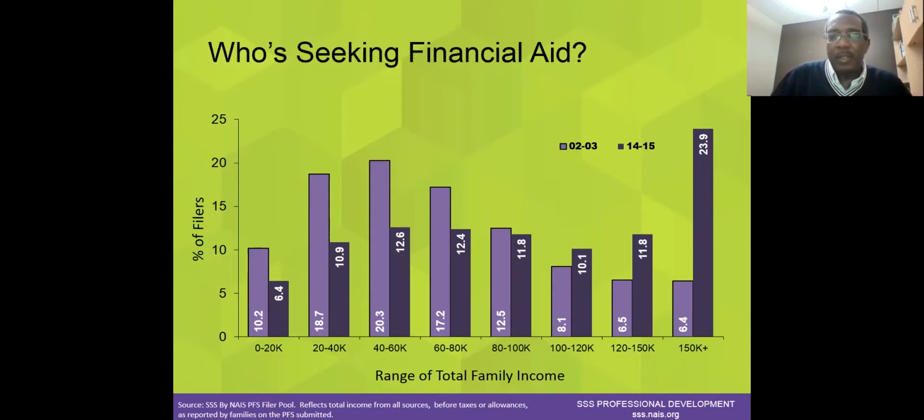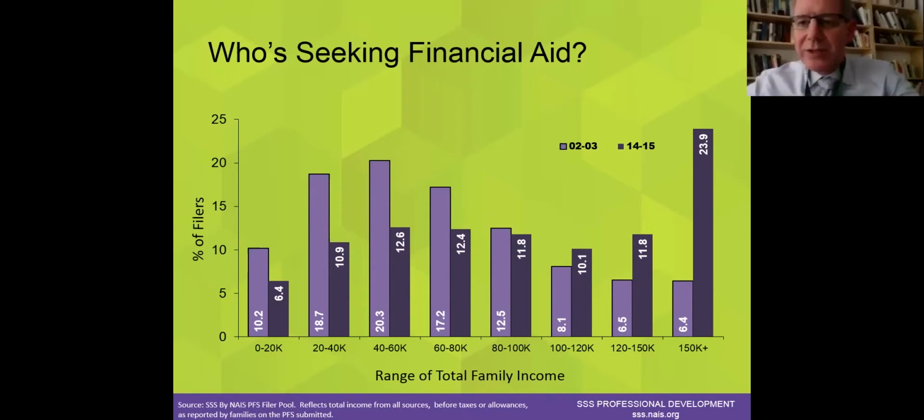When you fast forward to look at the 2014-15 school year, it almost flips, does a 180 in a way. So that only 6.4% of applications for financial aid came from families earning $0 to $20,000, and 24% are now coming from families over $150,000. So who is actually seeking financial aid has certainly changed. It's certainly more skewed to the higher side of the income distribution, whereas back 12 years ago or so, it was a little bit more towards the lower income side.